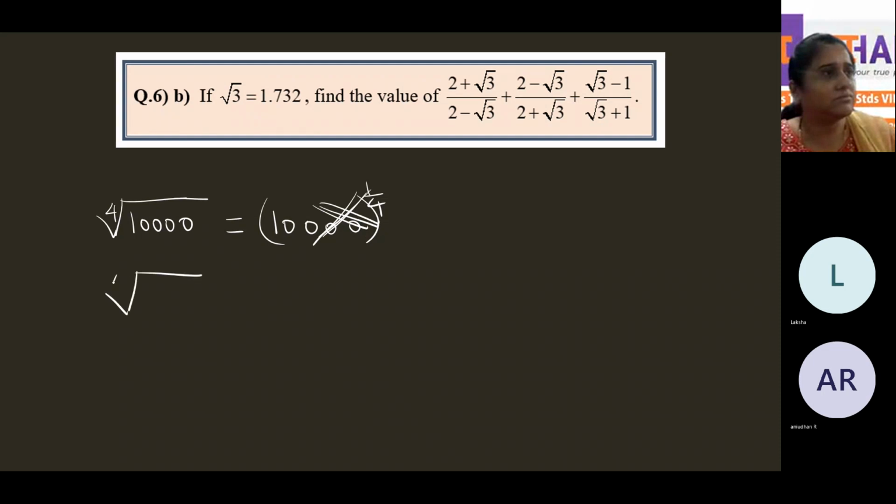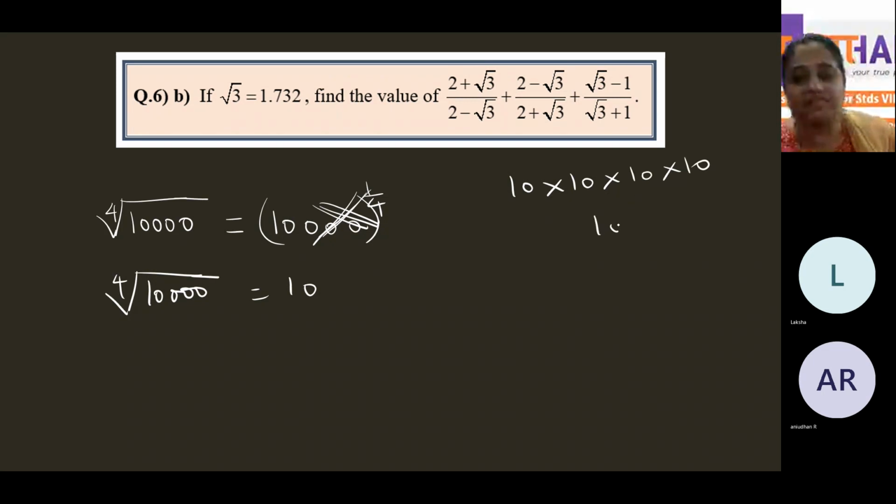Correct. The fourth root of 10,000 is 10, because 10 multiplied with itself 4 times gives 10,000. And what is 10? 10 is 10 by 1. Integer by integer. It's a rational number. All right.